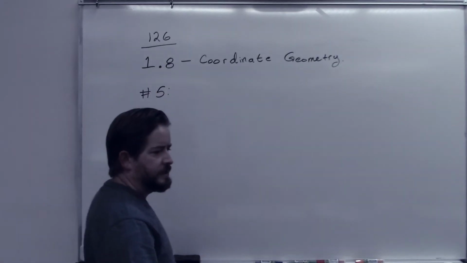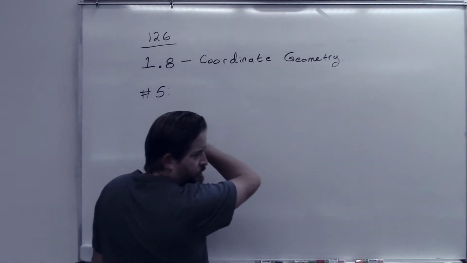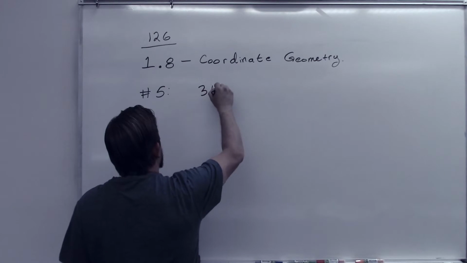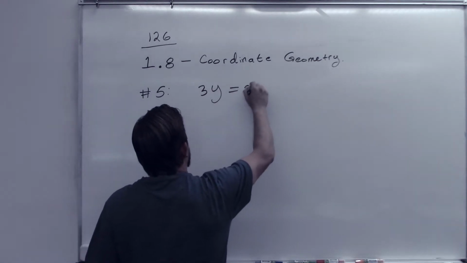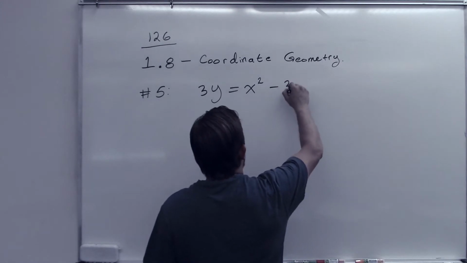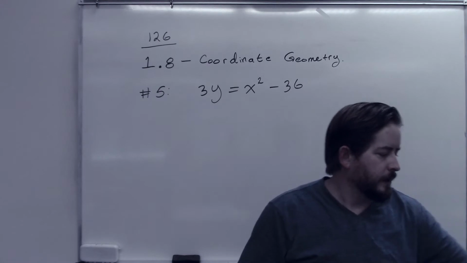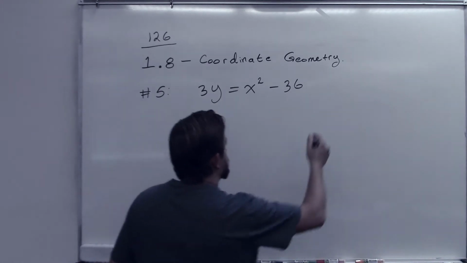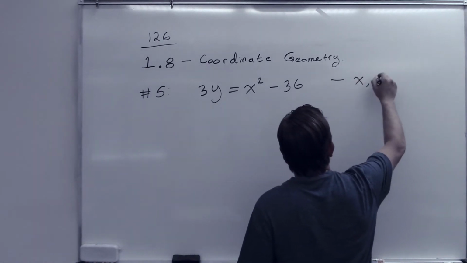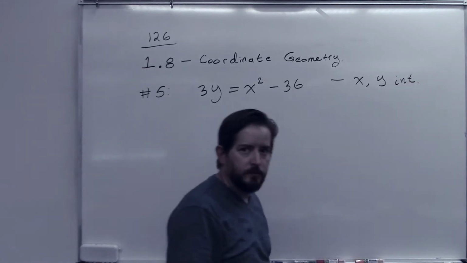Number 5 says, for the equation 3y equals x squared minus 36, find the x-intercepts and the y-intercepts. That's all it asks for: the x and the y-intercepts.